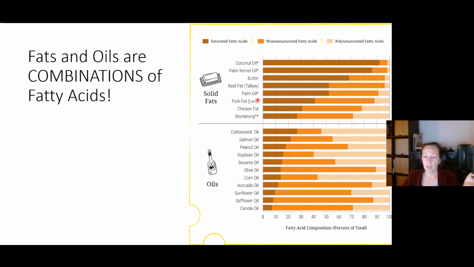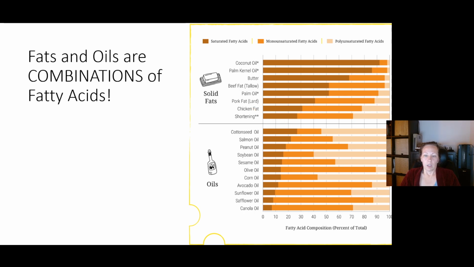And so if you are only using these oils, your texture is going to be very different. As soon as that hits the grill, or even before it really gets warm, it's going to liquefy. Versus animal fats, they don't, right?